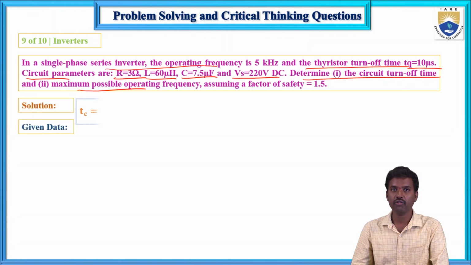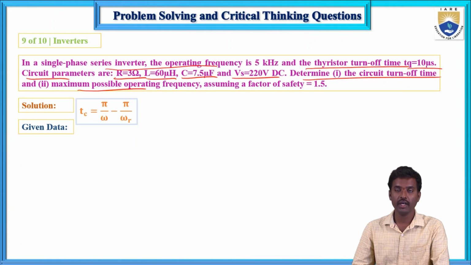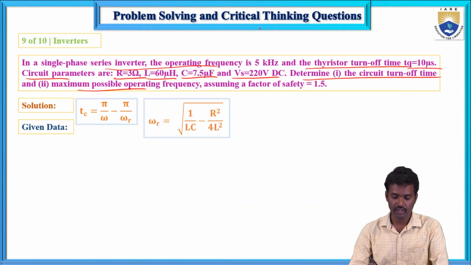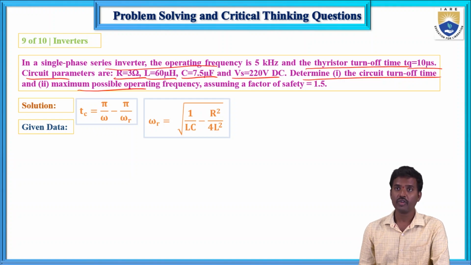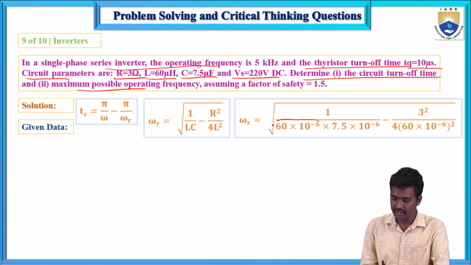So now here are the formulas related to this circuit. Turn off time equals pi by omega and pi by omega r. Here, what are omega and omega r? Omega means 2 pi f. We know this very well. F is the given operating frequency, and omega r means under root 1 by LC minus R square by 4L square. So now this one is 1 by LC. This is L and this one is C.